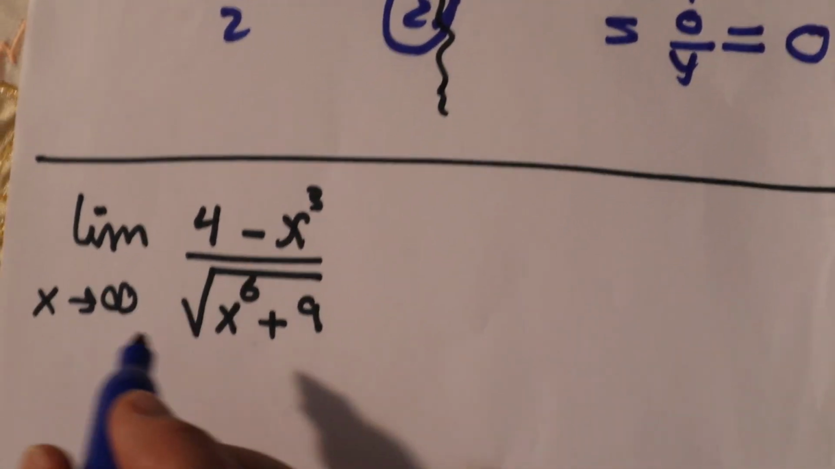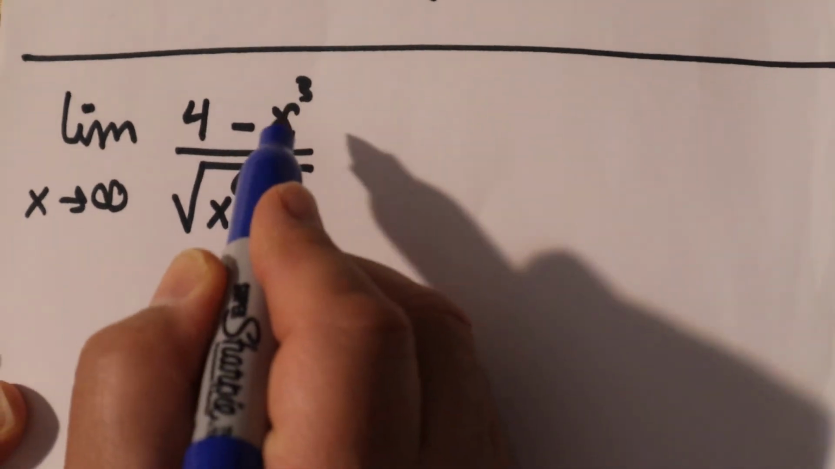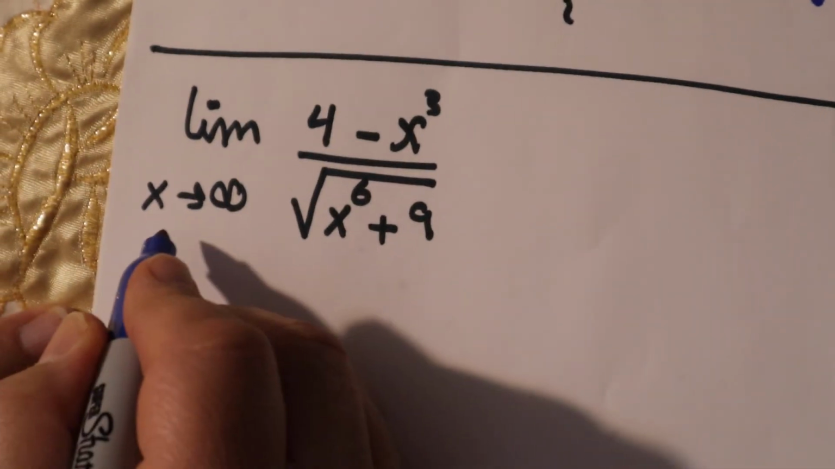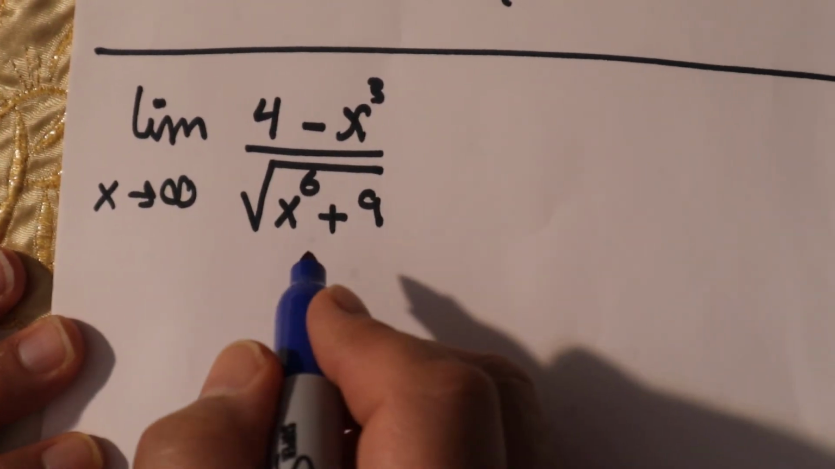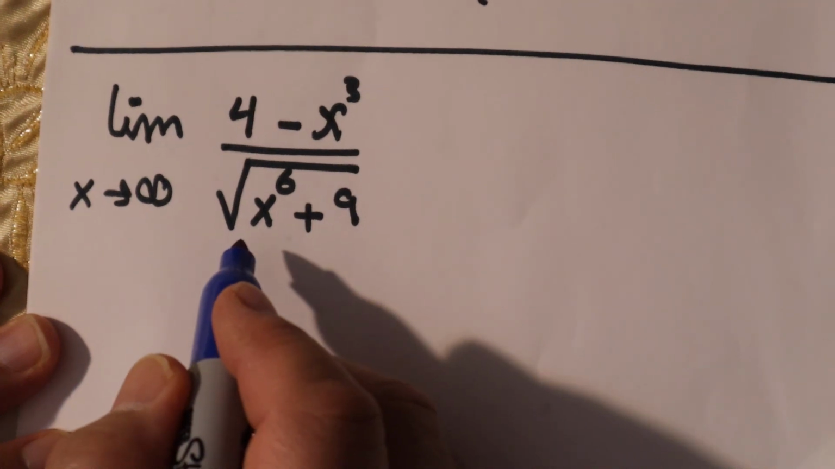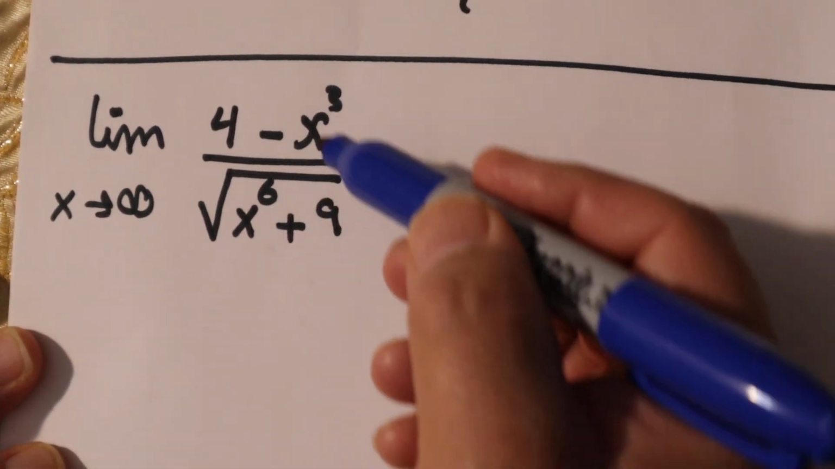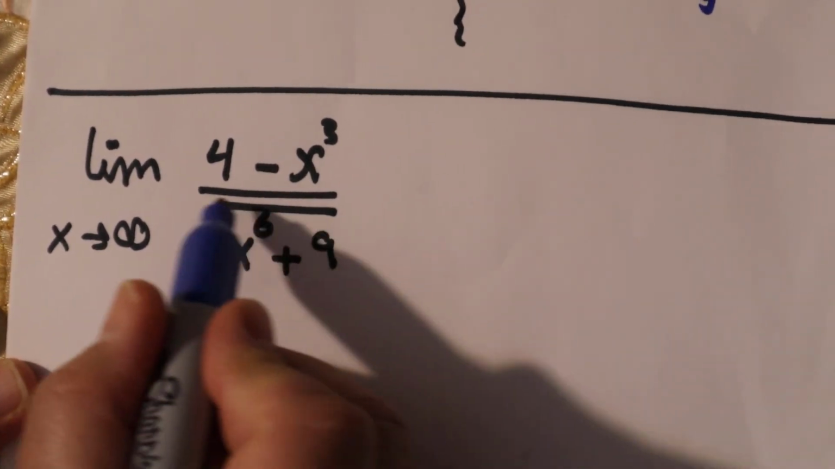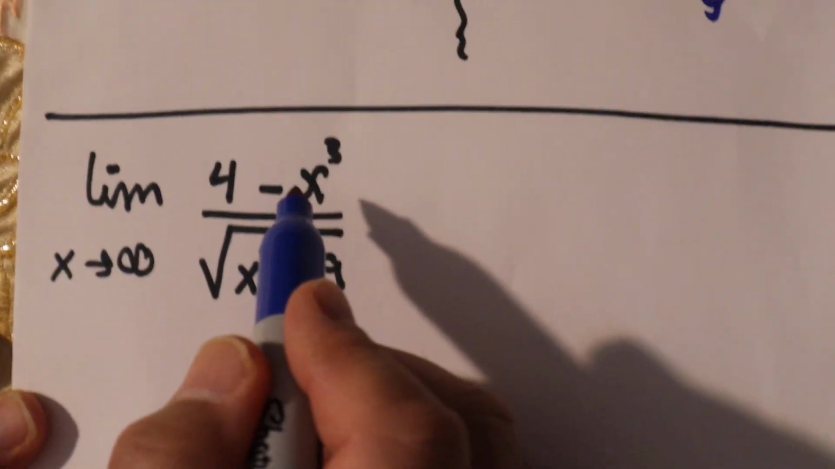Now we come to another example here. Find the limit of 4 minus x to the third, divided by the square root of x to the 6th plus 9, when x approaches infinity. All of you will say, okay, we will divide by the maximum exponent, the x to the 6th. Don't. You know, there's a big difference between numerator and denominator. The denominator includes a radical, and the radical of x to the 6th is the same as x to the third.